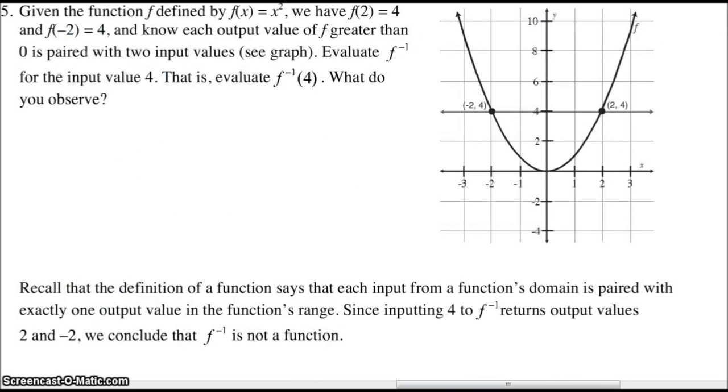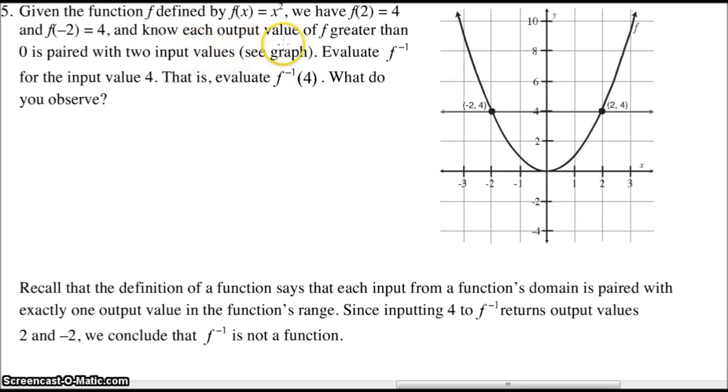Number 5, given the function f defined by f of x equals x squared, we have f of 2 equals 4. So just looking at the graph here, the input is 2, the output is 4, so f of 2 equals 4. f of -2 equals 4, that's represented right here on the graph. Input is -2, output is 4.